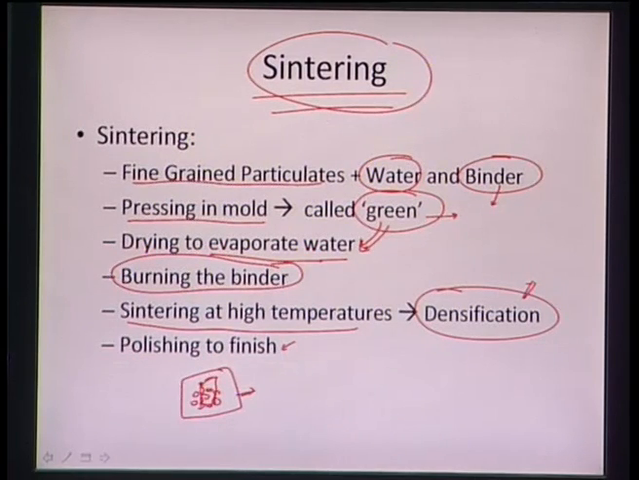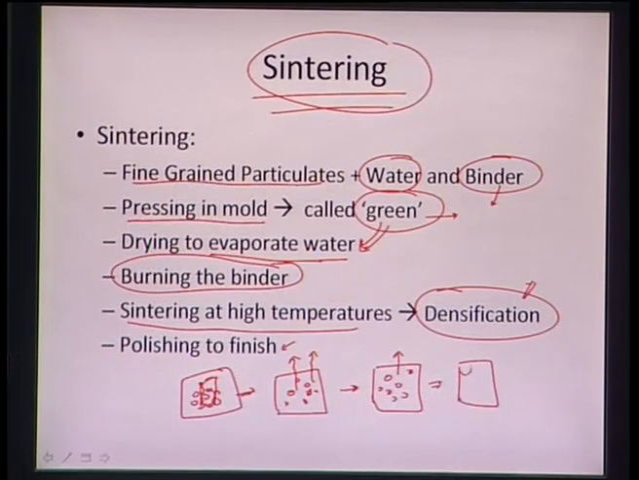Then the first step is that we remove the water. We will have all the particulates, and the water will get evaporated, and then in the next step we burn the binder which is still holding the particles. It is some sort of organic binder, and we burn it off at pretty low temperatures, of the order of 300 to 500 degrees centigrade, and then we sinter it at very high temperatures, which can exceed 0.5 times the melting temperature.